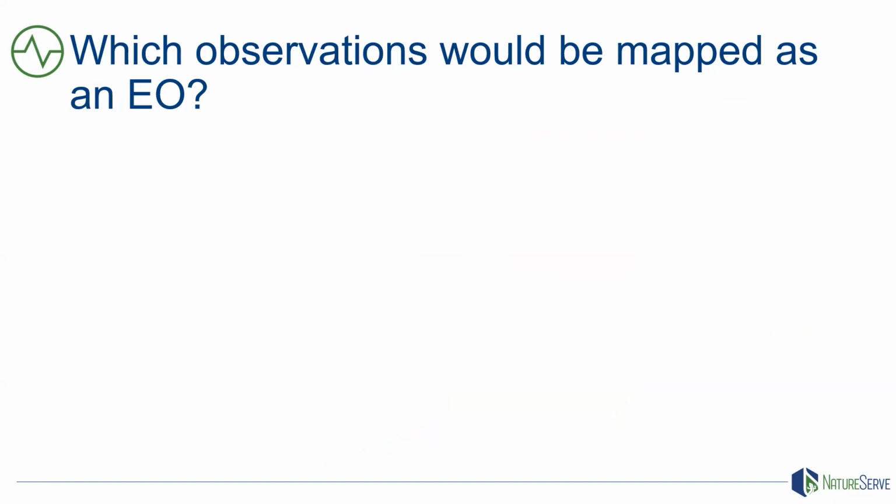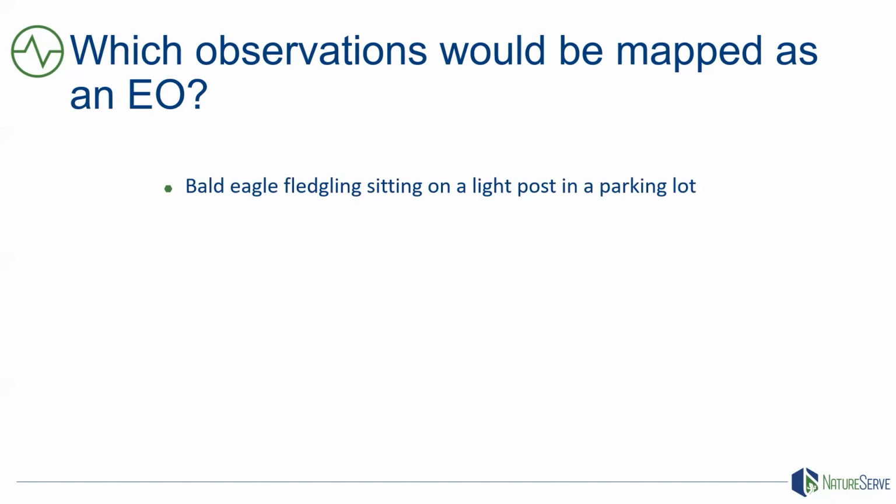Now, to further illustrate the difference between an observation versus an element occurrence, I have a little quiz. Which of the following observations would be mapped as an EO? A bald eagle fledgling sitting on a light post in a parking lot.